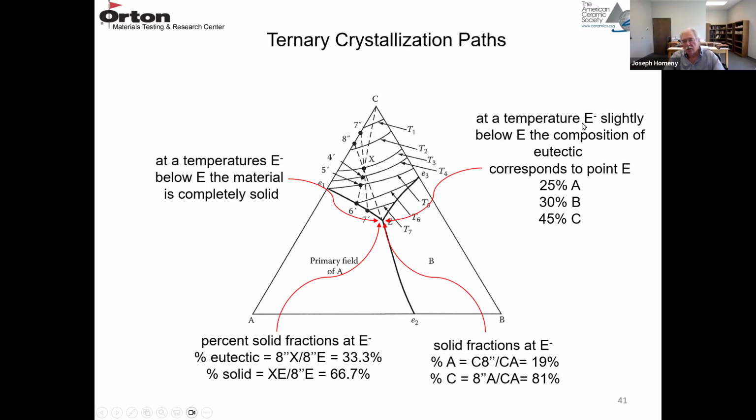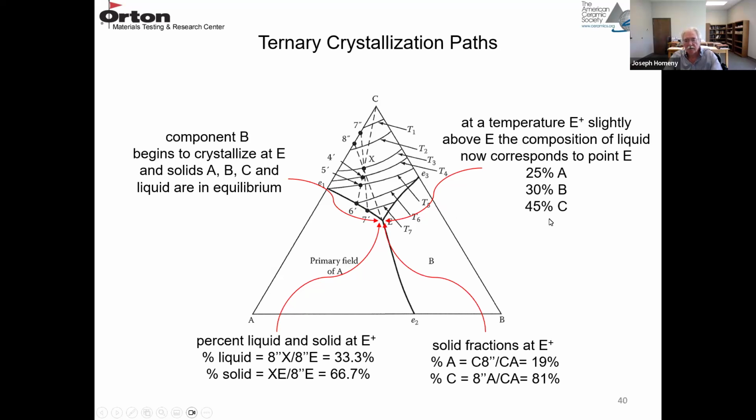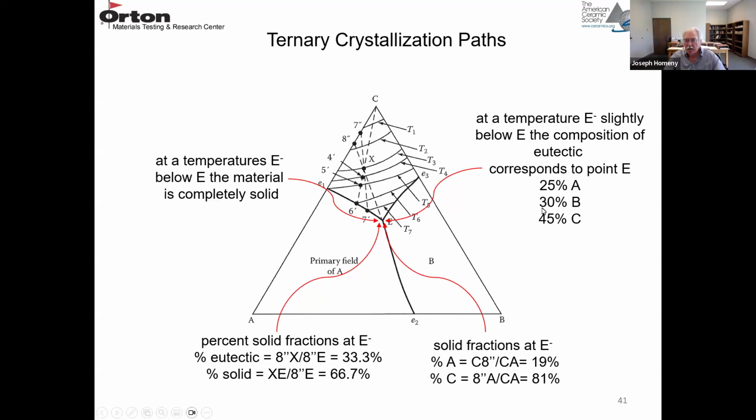And the last thing we do, we can look at a point E minus, just slightly below the eutectic. So that eutectic composition is the same as the liquid composition on this previous slide: 25% A, 30% B, and 45% C. So that eutectic crystallizes to this composition. So at a temperature E minus, just below E, it's all solid. The liquid phase has completely disappeared.